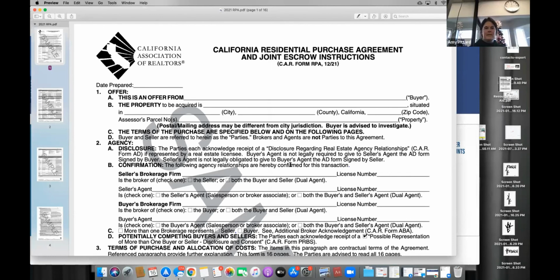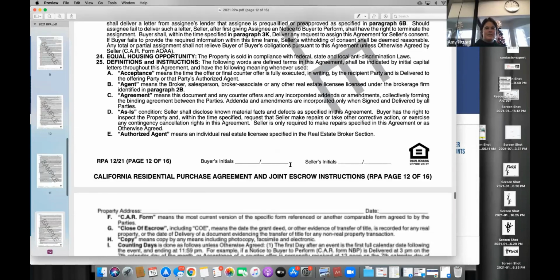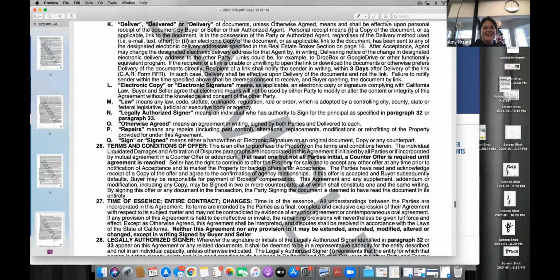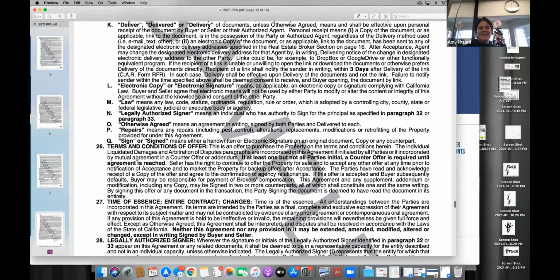All right. Zooming back to where we were at, 12, 13. All right, electronic copy. Buyer and seller agree that electronic means will not be used by either party to modify or alter the content or integrity of this agreement without the knowledge and consent of the other party, right? So if there are changes to a document done electronically, it needs to be initialed by all parties.